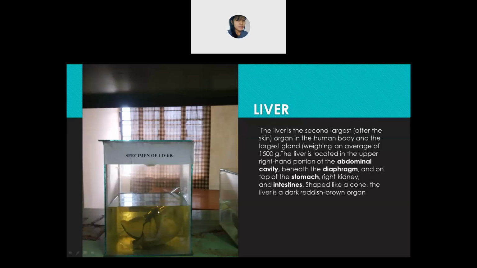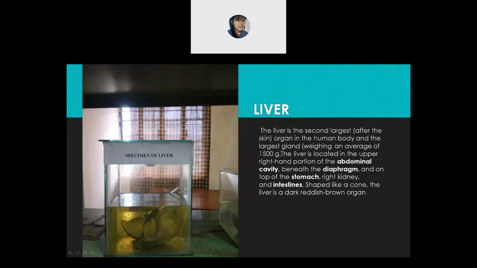So the weight of this liver is 1500 grams. And where will this liver lie? The liver will lie on the right hand side of your abdomen, somewhere in your stomach part, meaning the lower part. It lies in the right hand portion of the abdominal cavity, below your diaphragm and at the top of your stomach.